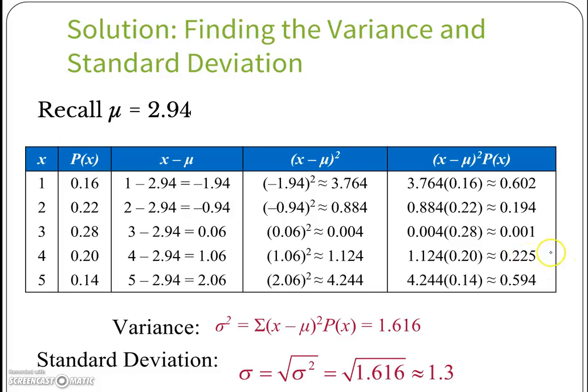And then the variance says to sum up all of those, which is 1.616. The standard deviation is going to be the square root of the variance. So the standard deviation sigma is the square root of the variance. We're going to take the square root of 1.616 to get 1.3.